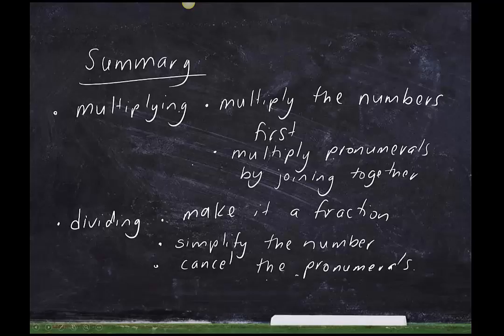Dividing, make it a fraction first. Then simplify the number by finding out the highest common factor of the top and the bottom number. You then cancel the pronumerals. So if you've got one A on the top and one on the bottom, you can cross them out. Then you can just simply multiply across and you should have your answer.